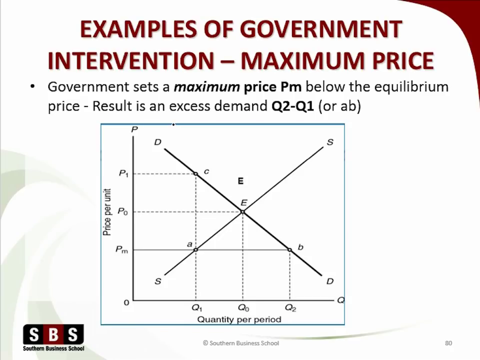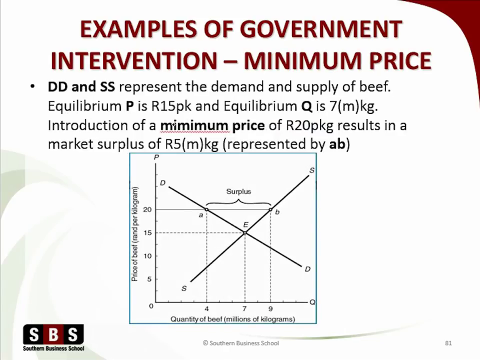So the result will be, if they introduce a maximum price, and this is important to know, that there'll be excess demand. So it's Q1 to Q2. There's your excess demand there. So on a graph format, this will basically just be how you will illustrate the maximum price introduced by the government. You may be asked what it means, so just read that part over there. So maximum price.